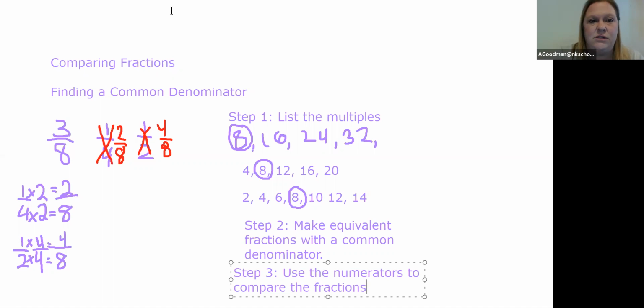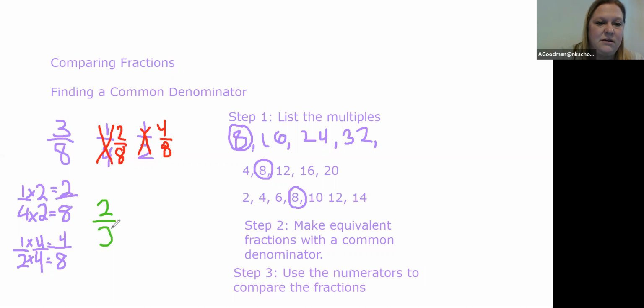So if your question is asking you to list them from least to greatest, smallest to largest, you're going to find the one with the smallest numerator. And so let's make our answer be in green. The smallest numerator is 2, so the smallest is 2/8. Comma between your fractions. The next one is 3, right? 3/8. And your largest one is the 4/8. All right, easy peasy.